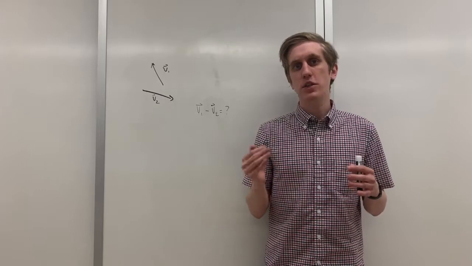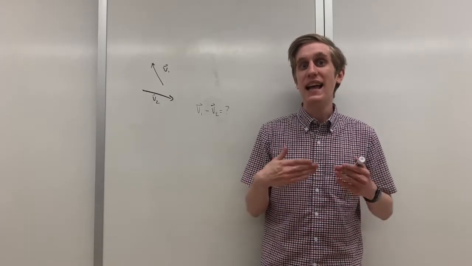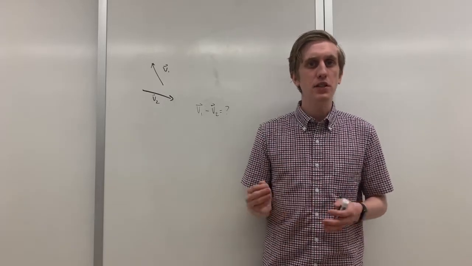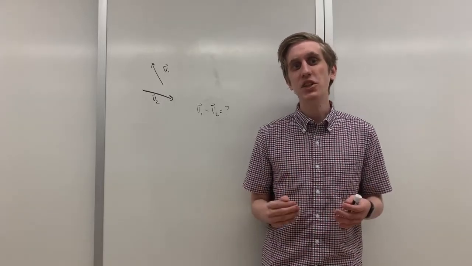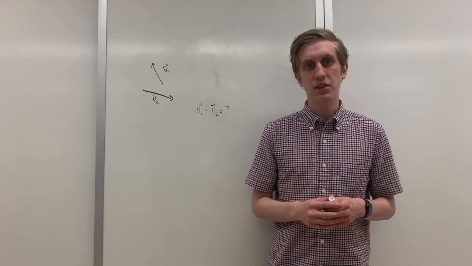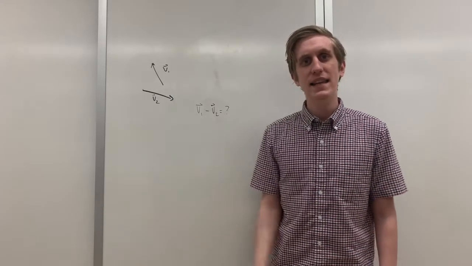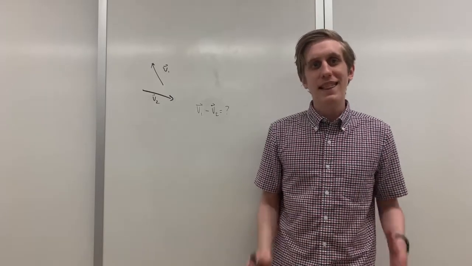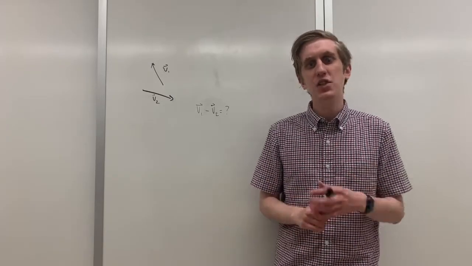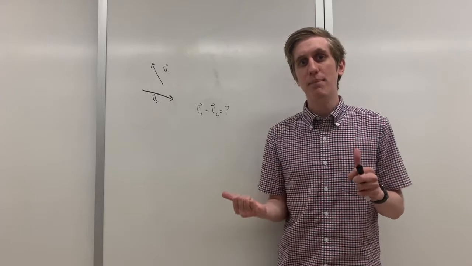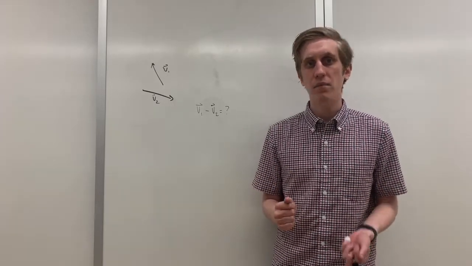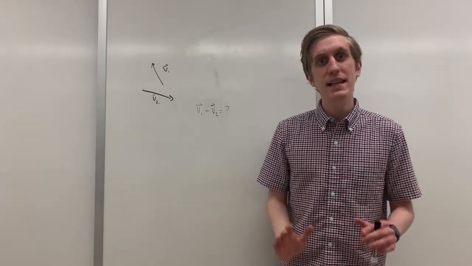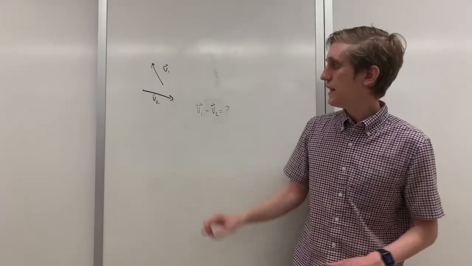In numbers, subtraction can be thought of as adding a negative number. It's the same with vectors. Subtraction can be thought of as the addition of the negative of a vector. So how do we find the negative of v2? Well, it turns out that the negative of a vector is just the exact same vector except pointing the exact opposite way. So if this is v2, the negative v2 just looks like this.